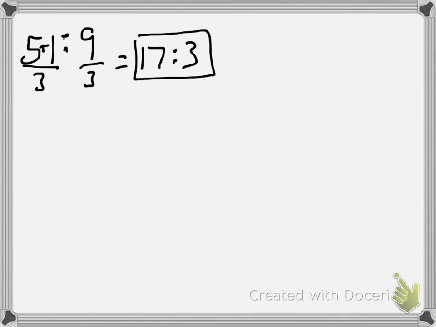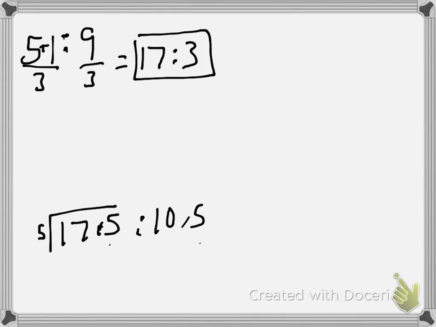Our next ratio that we have to simplify is 17.5 to 10.5. They are both divisible by 5 since they end with 5s. So we divide by 5 first of all. 5 goes into 17 3 times with 2 left over. 5 goes into 25 5 times. Bring the decimal point up, 3.5. And divide this by 5. 5 goes into 10 twice. Decimal point goes up, and 5 goes into itself one time.